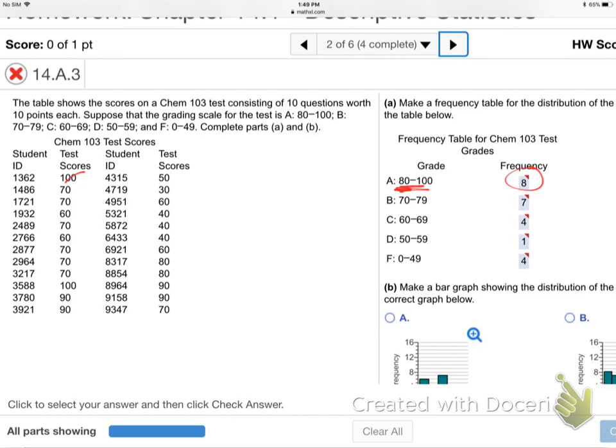So, all right. So the A's started at 80 here in this chemistry class. So how many got A's? So 1, 2, 3, 4, 5, 6, 7, 8. Yeah, so sure enough, that's how they're getting the 8. And you're good with the rest?